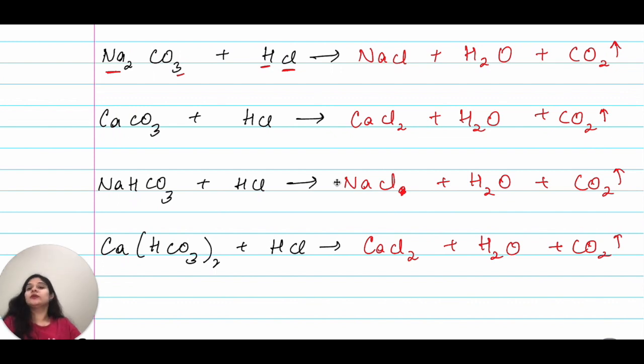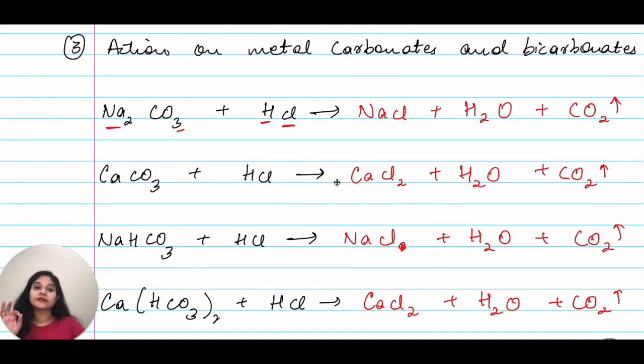Okay, so what do we understand here? If we have carbonates or bicarbonates, in that case my output gas should be carbon dioxide. Along with that, I should get a metal chloride. So what is left? I'll get water of that.